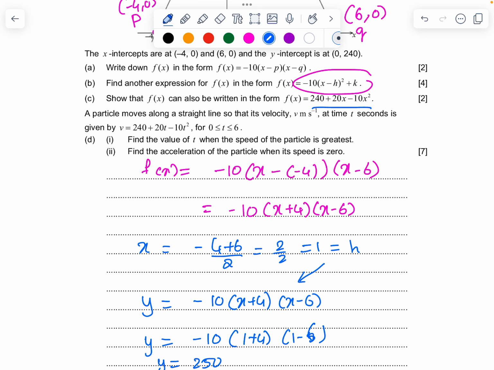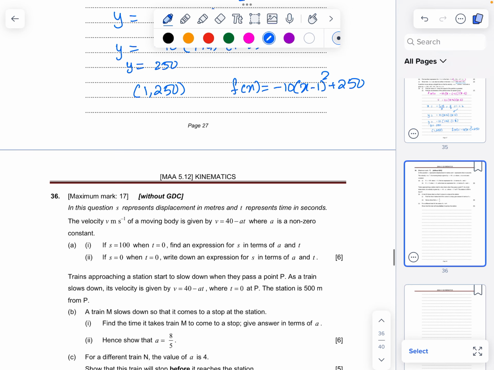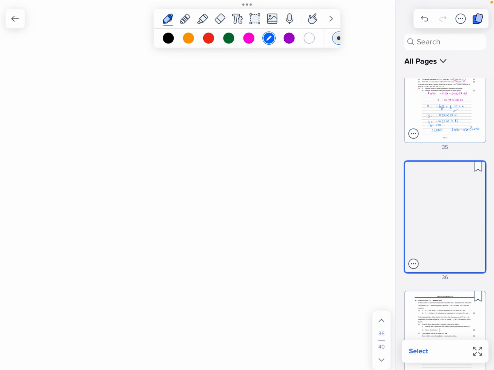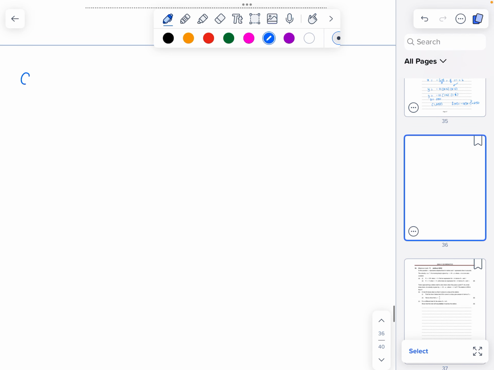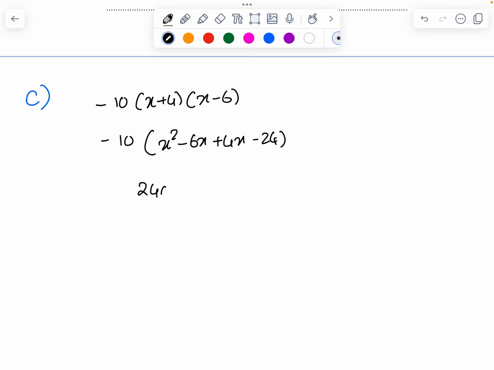Show that f of x can also be written in this way. So that is for part C. -10 times (x plus 4)(x minus 6) is -10 (x squared minus 6x plus 4x minus 24). So it becomes 240 plus 20x minus 10x squared. This is how I get part C.